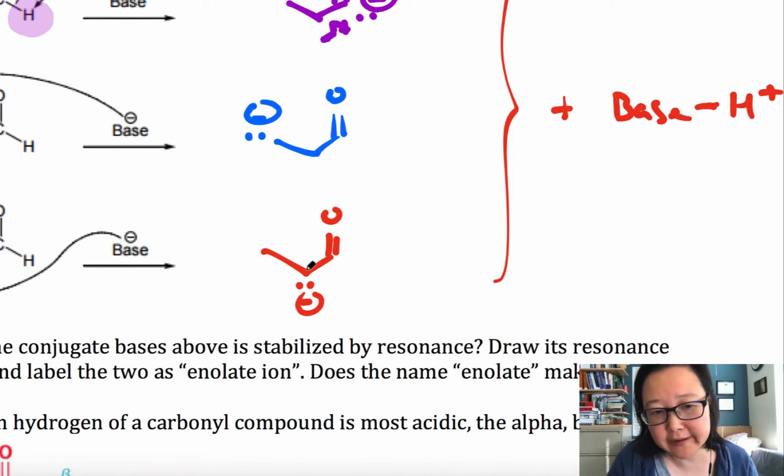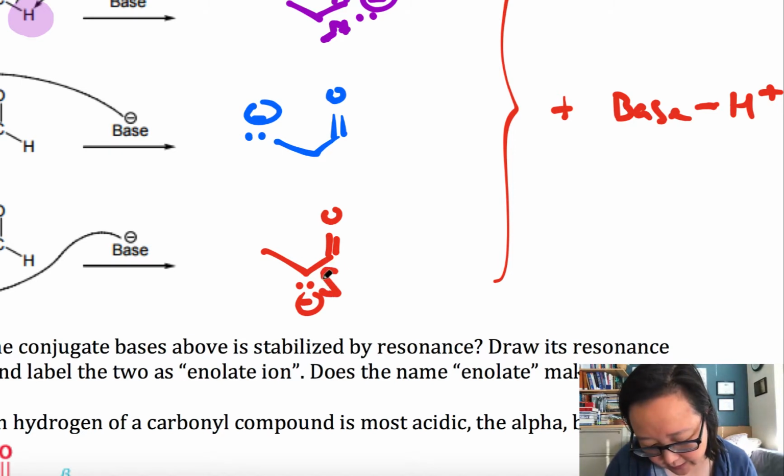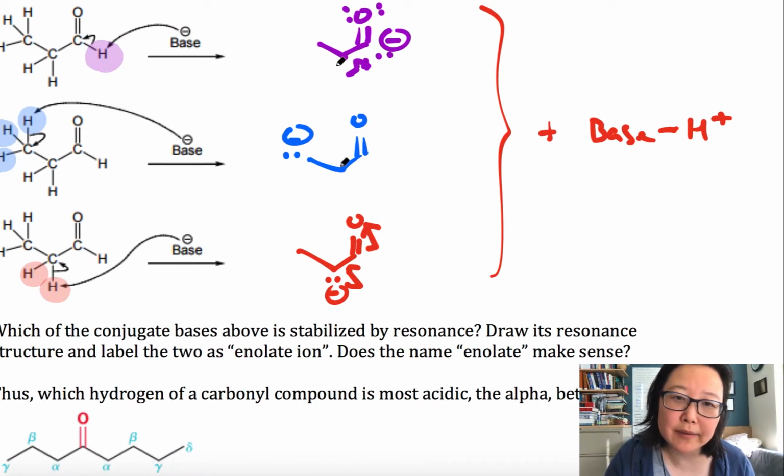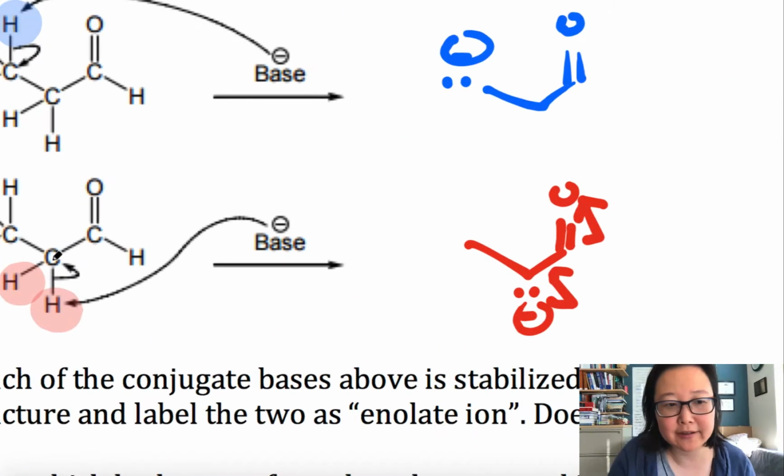Well, this one over here is also carbon with a negative charge, but do you see why it's not as nucleophilic as this one? I hope you can see that it's in conjugation with this carbonyl group right here. So that means it's going to be resonance stabilized. That means this conjugate base is the most stable of all three, which means this is the most acidic hydrogen. And these are what we call the alpha hydrogens.